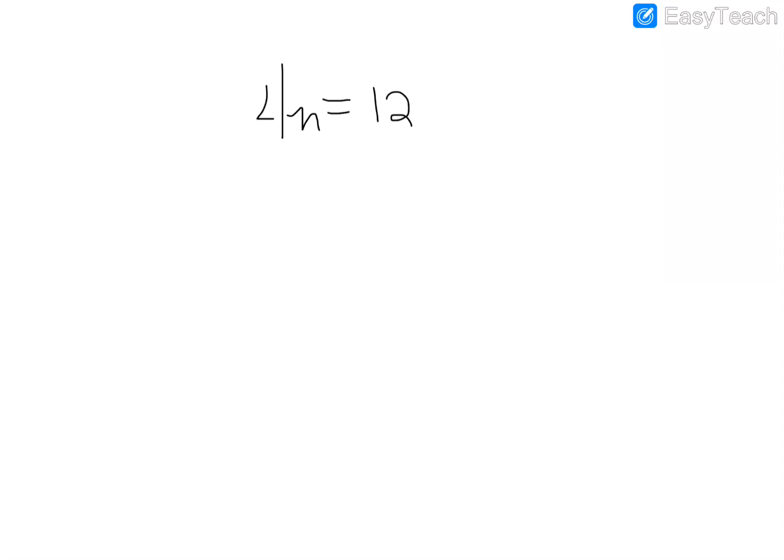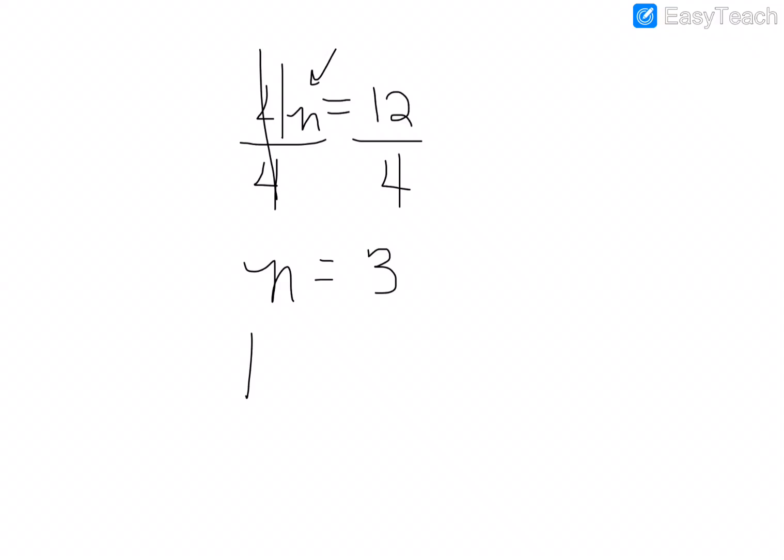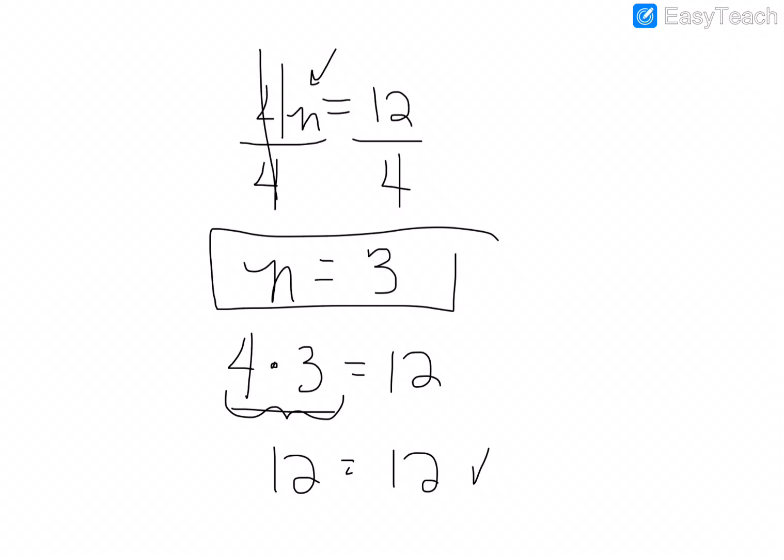All right, so what you should have done here is the variable is n. The operation is times, so we're going to divide everything by 4. 4 divided by 4 is 1, so we've got n is equal to 12 divided by 4 is 3. And let's do a quick check. 4 times 3 is 12. Oops. This is 12. 12 equals 12. So your answer was 3.